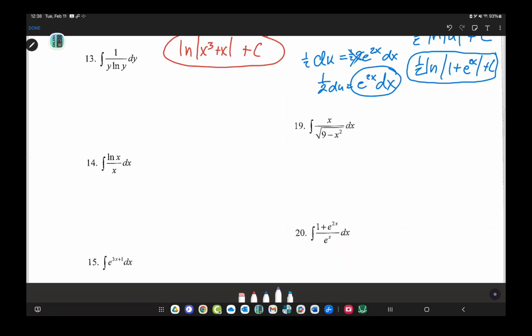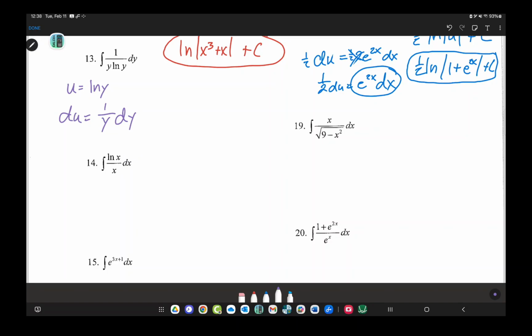Now, in this case, what's the more complex function? What was that? Oh, okay, sorry. I didn't forget about function. All right, well, 13. We'll do that one instead. What's the more complex function? Natural log of y. u is equal to the natural log of y, and du is equal to 1 over y dy.